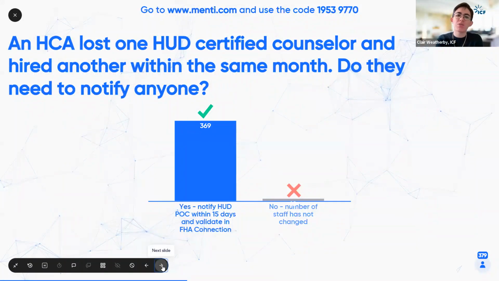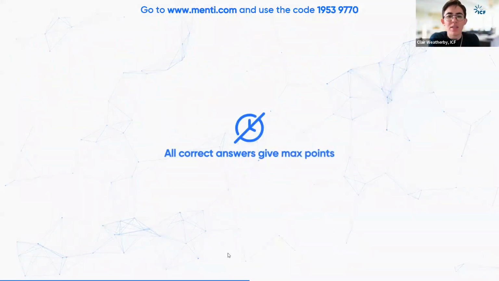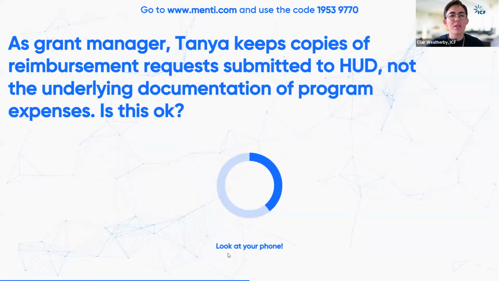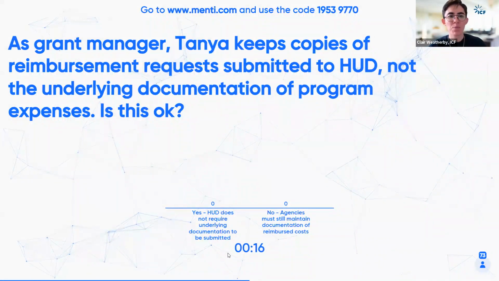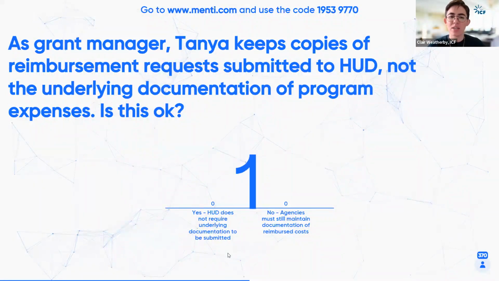And so let's go to our final question for this round. The question is, as grant manager, Tanya keeps copies of reimbursement requests submitted to HUD, not the underlying documentation of program expenses. Is this okay? So Tanya is not keeping the underlying documentation, she's just submitting the reimbursement requests. Your options are yes, since HUD does not require the documentation to be submitted, she doesn't need to keep it. Or no, you must still maintain documentation?